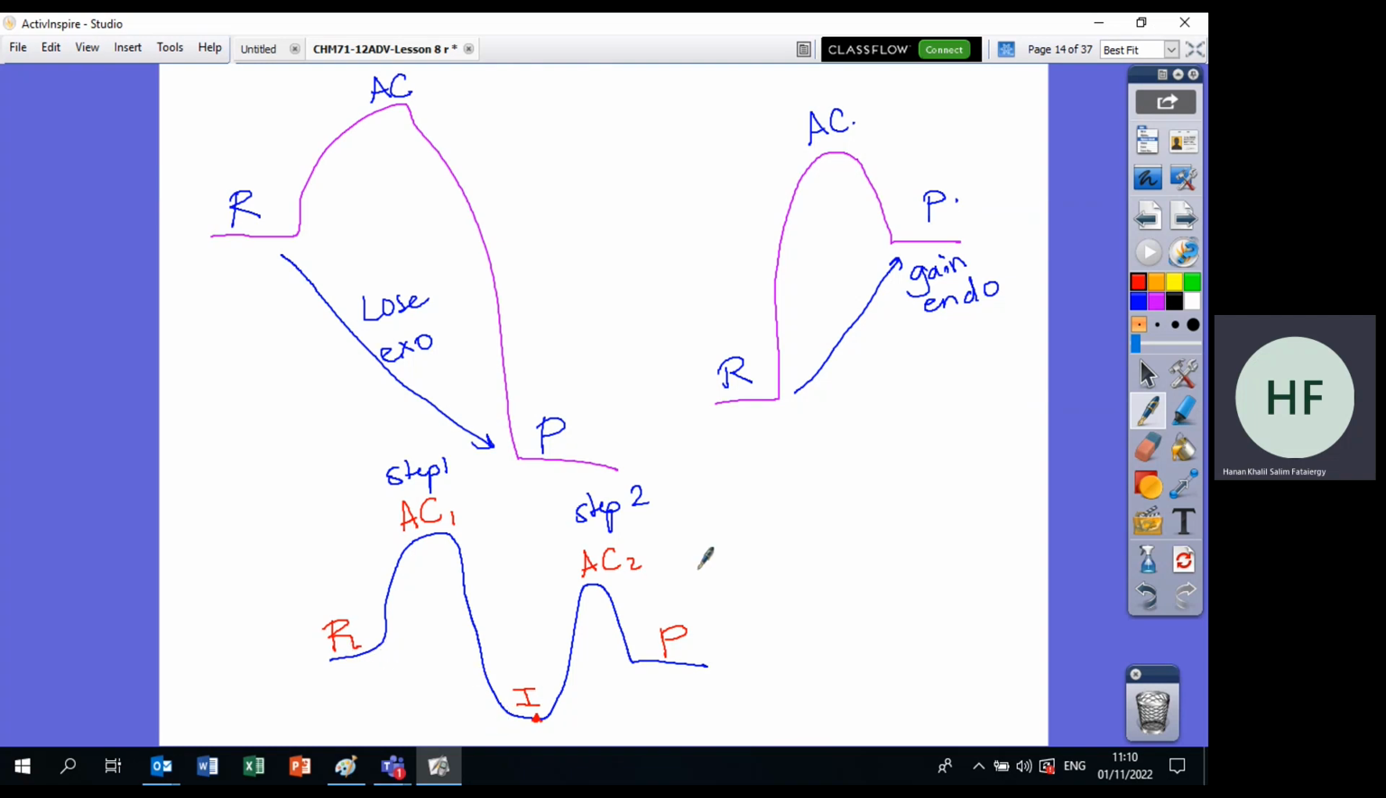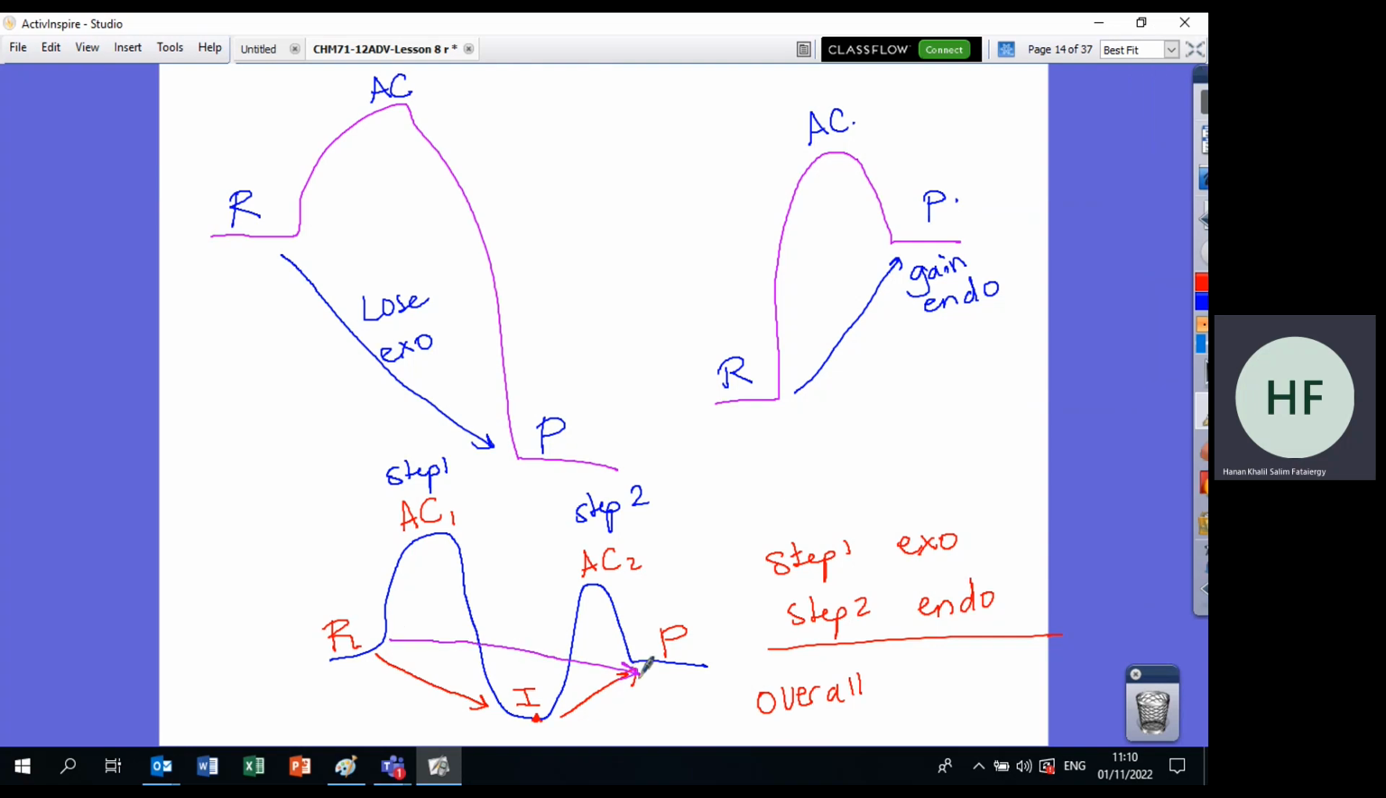Now, if I speak about step 1, is it exothermic or endothermic? This is exothermic. If I speak about step 2, this is gaining, this is endothermic. Now, if I speak about the overall reaction, is it exo or endo? I will look from here to here. The overall reaction from the reactants to the products is also exothermic.